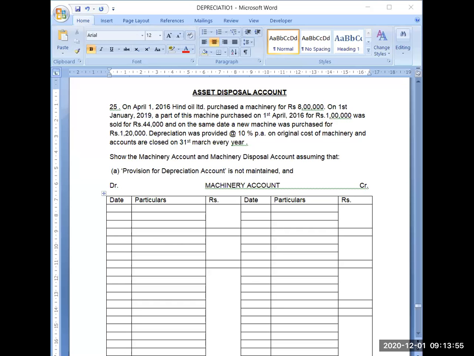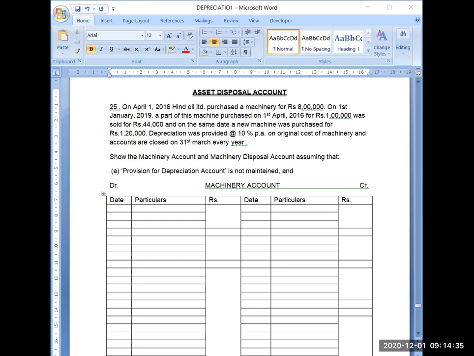Okay, now see this question. Now the next topic in this chapter, or you can say the last topic of this chapter, is asset disposal account. Till now you have learned how to calculate the depreciation as per straight line method and written down value method. There are two methods of accounting for the depreciation: one is charging to the asset account and second one is provision for depreciation account. Both of the methods are also learned. Now the last topic is asset disposal account.